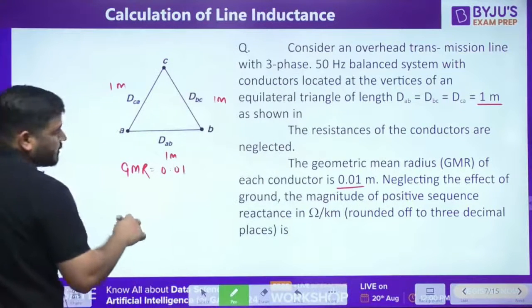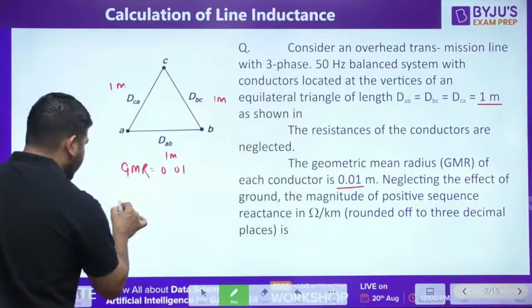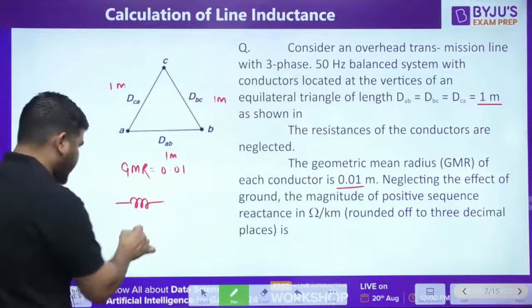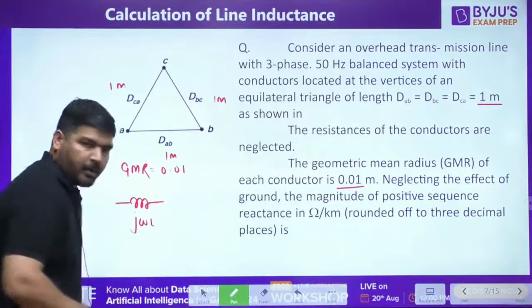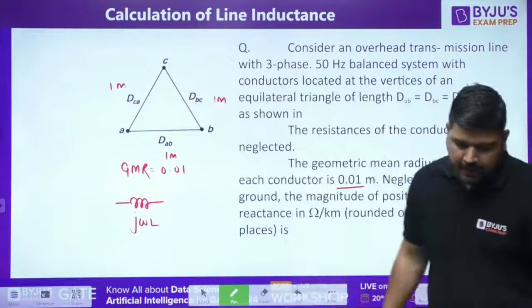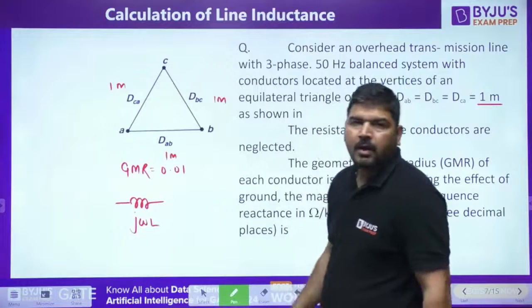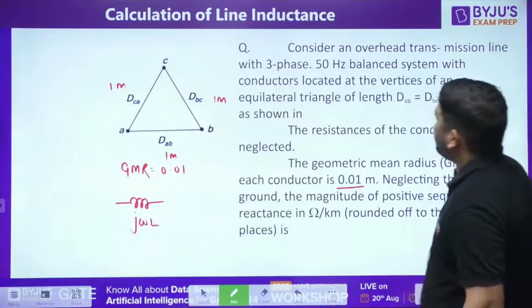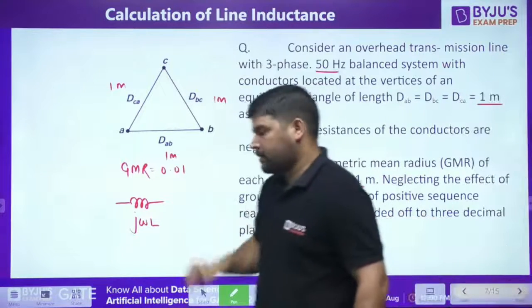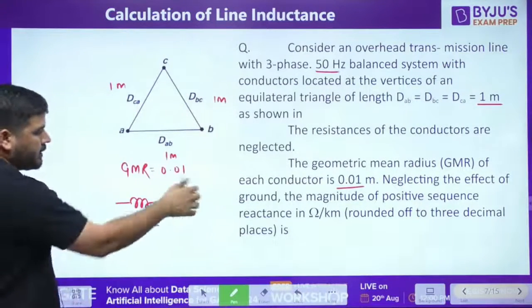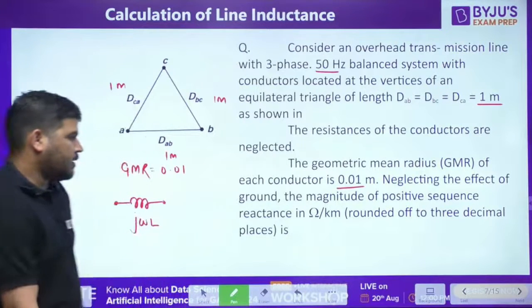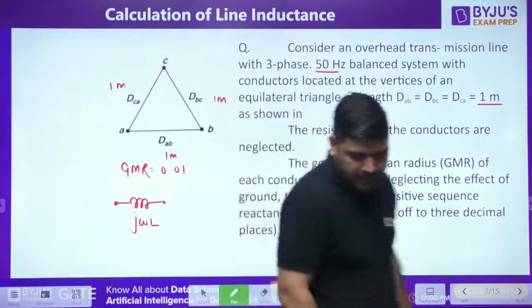What is the meaning of reactance? Reactance means you need to calculate this value j omega L per kilometer. You calculate the inductance per kilometer length and multiply it with j omega. Omega is 100 pi, and that way you can calculate the reactance of the line, the series reactance of the line. Calculate this value, guys.